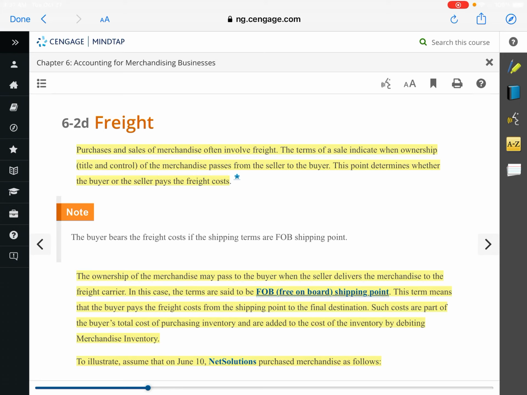Associated with purchases and or sales, something that's called freight. And freight is shipping cost, partly shipping cost. Okay?